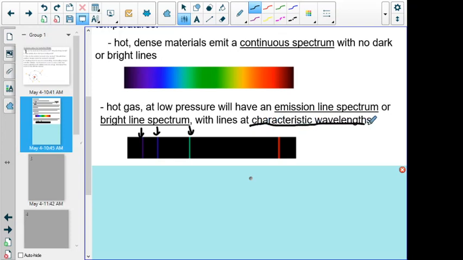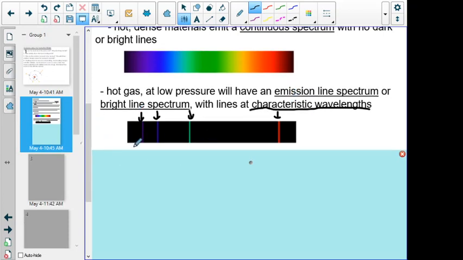And these characteristic wavelengths are dependent on the element. So if you put hydrogen gas in a tube, you would see this bright line spectrum, a violet line, a blue line, a green line, and a red line. If you put neon gas in a tube, you would see a different spectrum. If you put helium gas in a tube, you'd see a different spectrum, and so on. Depending on the gas, we see a characteristic spectrum.